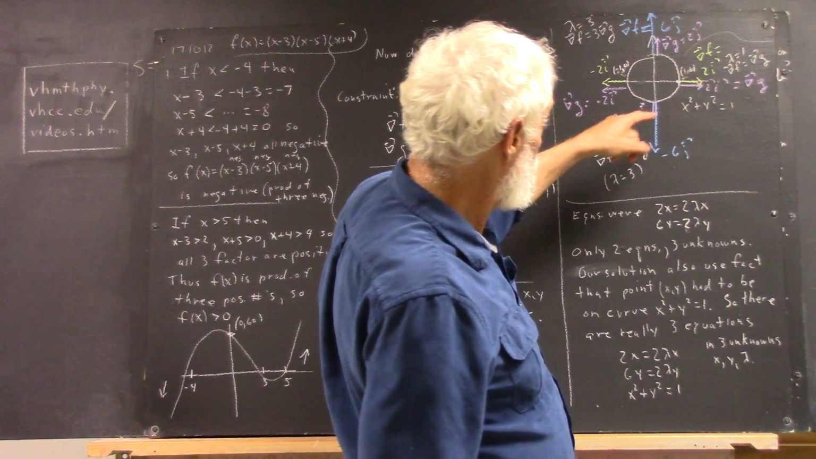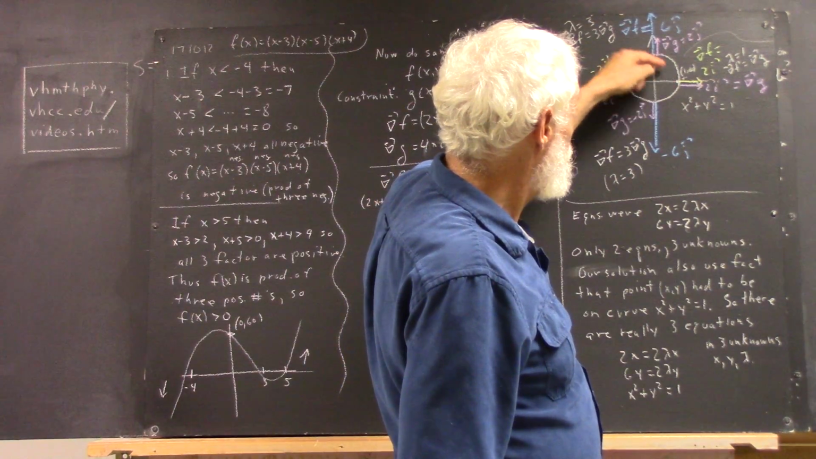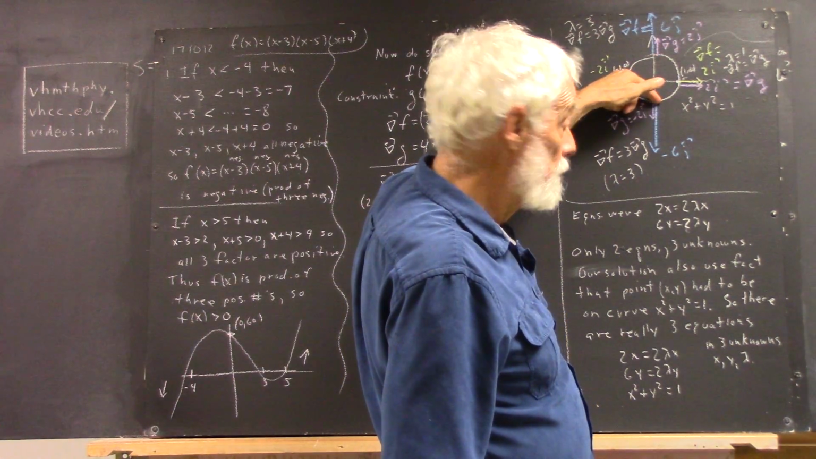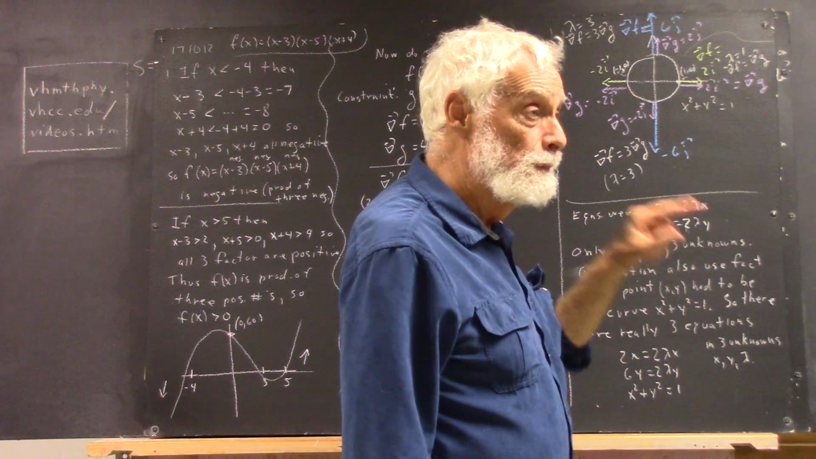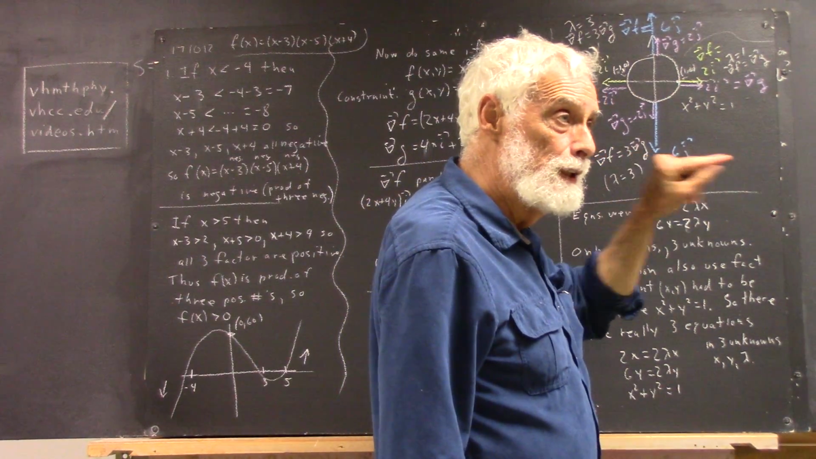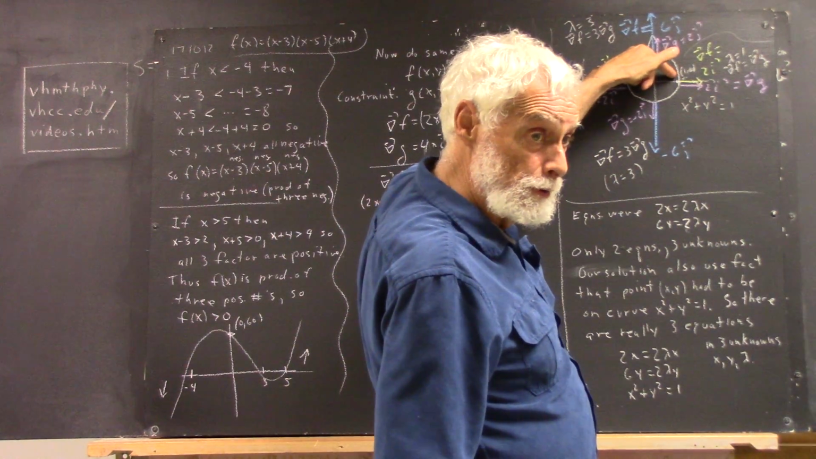Meaning now, as you go around this circle, at this point, and this point, and this point, and this point, del F and del G are parallel. Del F being the direction of maximum increase, del G being perpendicular to the circle.